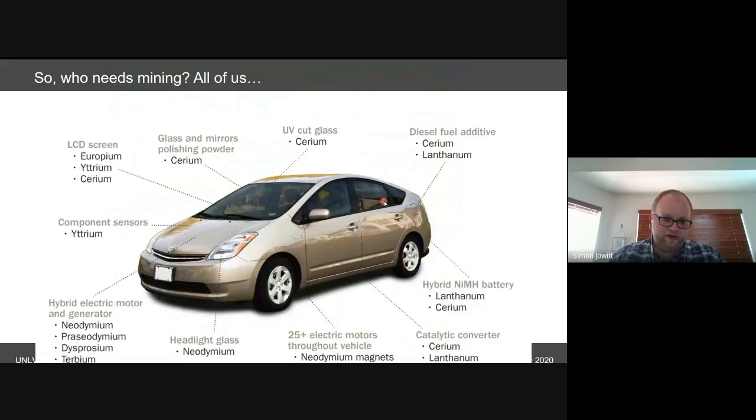Same applies. This is an example of a car. You could just talk about an all petroleum car with copper wiring, with a steel body and so on. But if you start to look at hybrid and electric vehicles, the mineral intensity of this transportation actually increases significantly. Lots of rare earths in things like hybrid and electric motors. The LCD screens typically use some rare earths and so on.